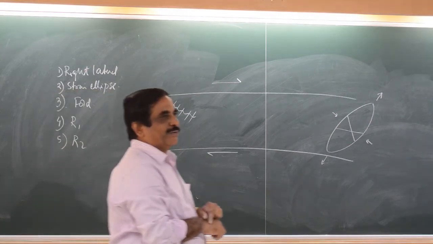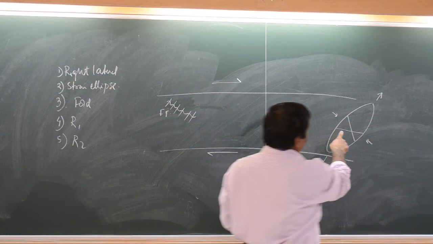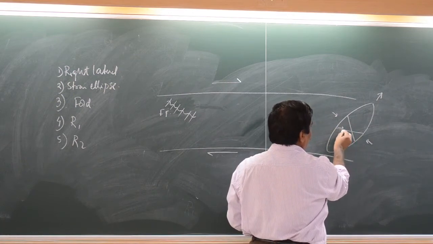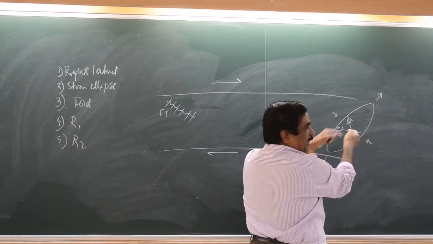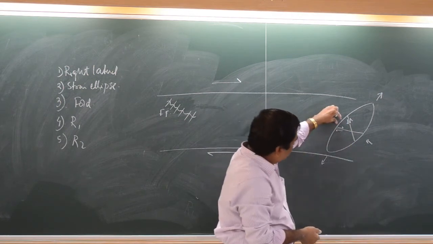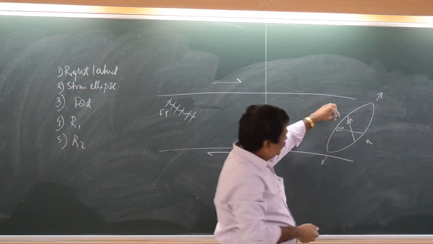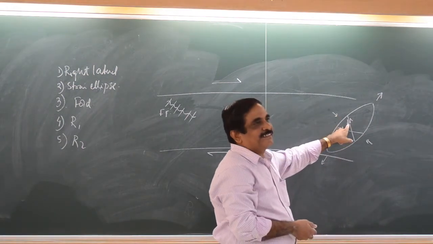So which one will be R1? R1 will be having the same sense. Which will be having the same sense out of these two? This is the sense I'll draw. You can draw the sense because it's shortening this way. So this one will be right lateral, this one will be left lateral, because this block is going inside. When this block is going inside, the arrow will be this side, and the arrow will be that side.